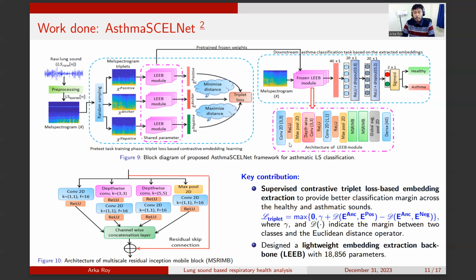So over here, this is the architecture of the LEAP module. This is a kind of ResNet kind of architecture. However, over here we have introduced a residual skip connection in the inception block to reduce the overfitting. And over here we have also employed the depthwise separable convolution to further reduce the parameters. So this whole network basically comprises 18,000 parameters only.